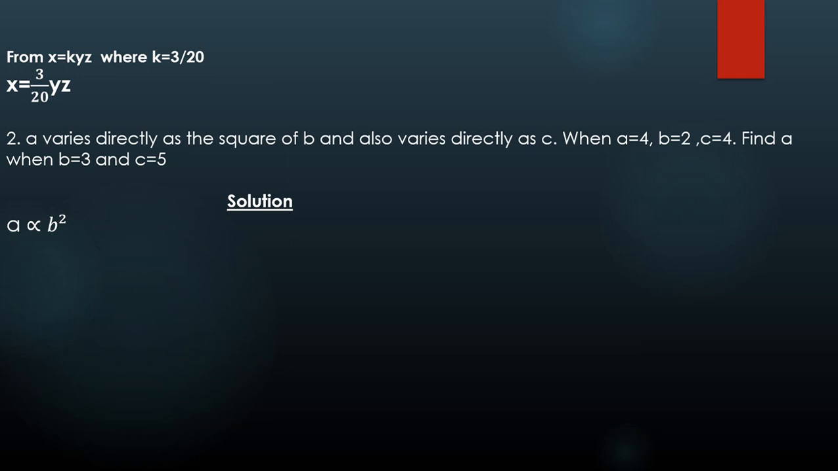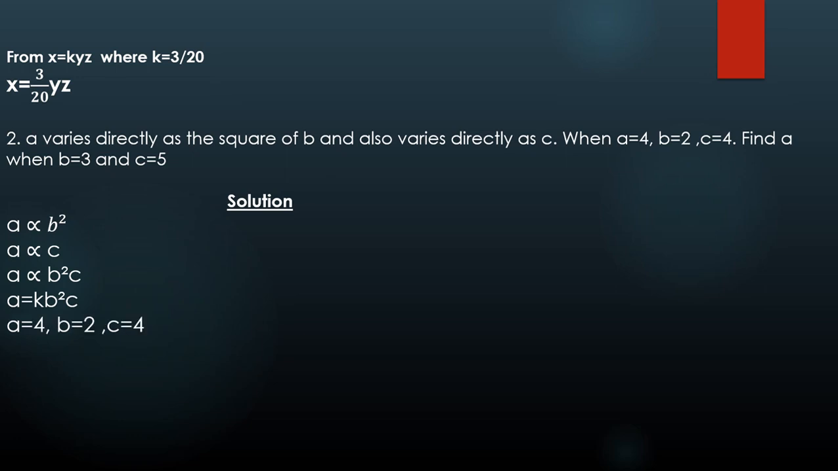We have it as this: A varies directly as the square of B, so B squared, and A also varies directly as C. So how do we represent it when they vary together? In this kind of combined variation, they have to work together. As one varies, another also varies. So joining them together, A varies directly as B squared and directly as C. So I have it here as A equals KB squared C, as simple as that.